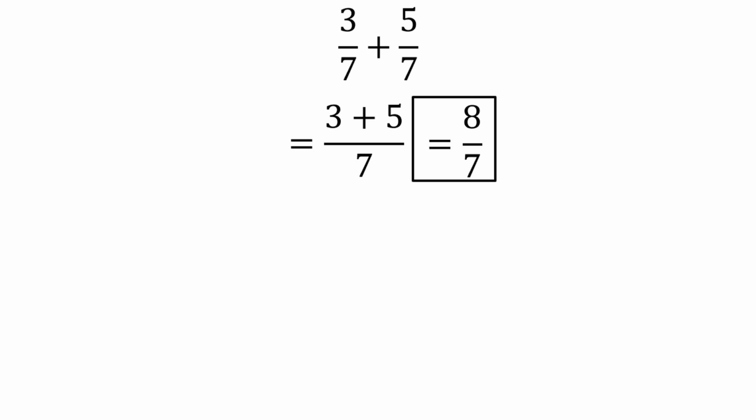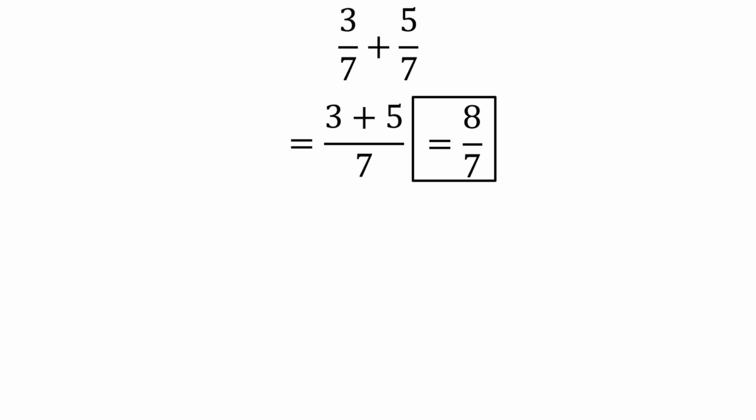Welcome, my friends! You most likely already know that in order to add two fractions, you must have the same denominator. So, for example, we could add 3/7 and 5/7 by simply adding the numerators, since the denominator is 7 for both fractions. Therefore, 3/7 plus 5/7 is equal to 8/7.